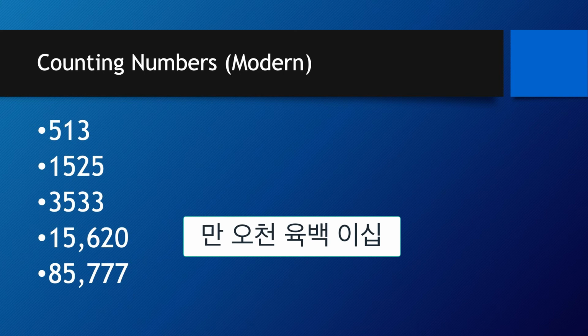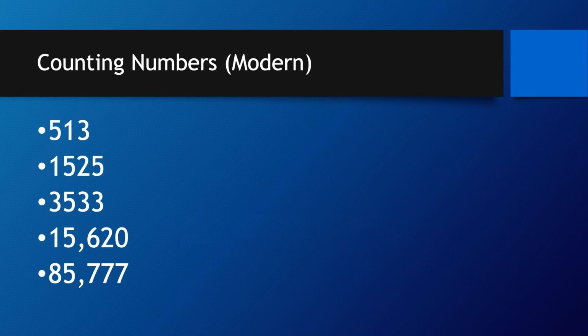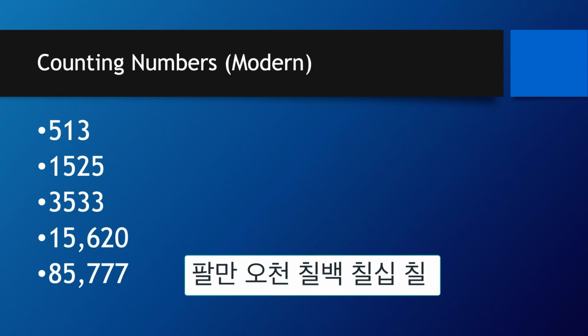만 5,620. 85,777 becomes 8만 5,777. 85,777. Okay, let's get rich.